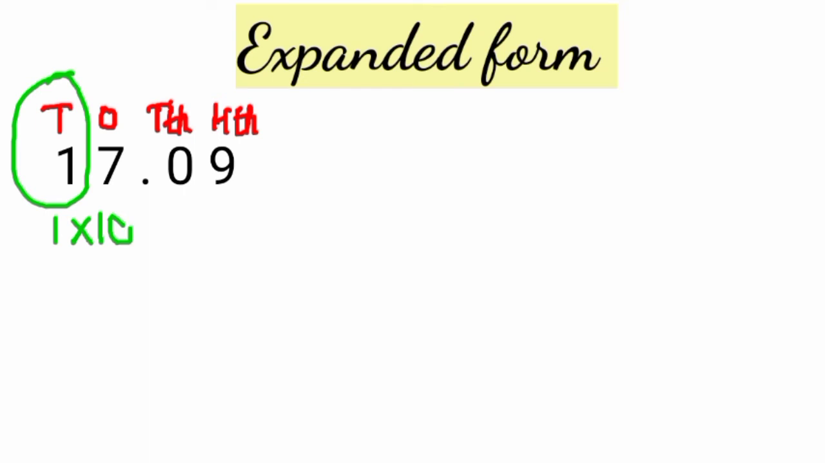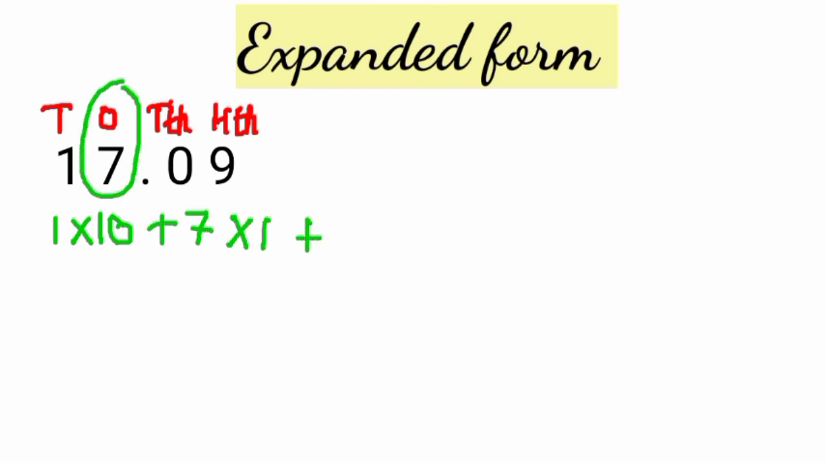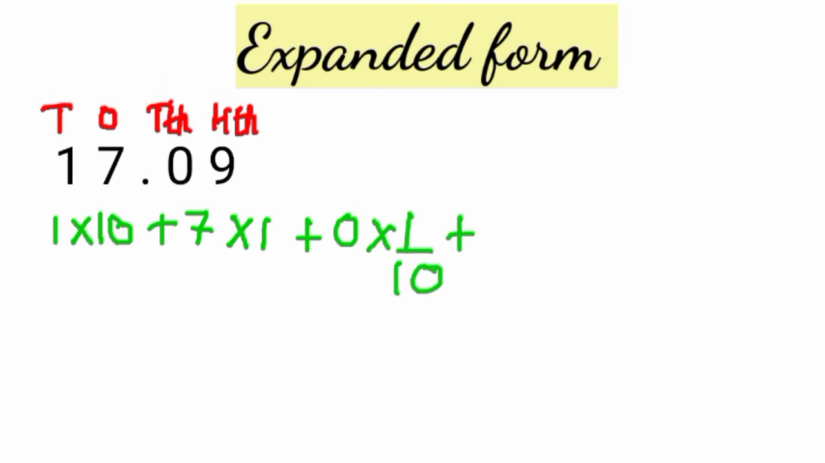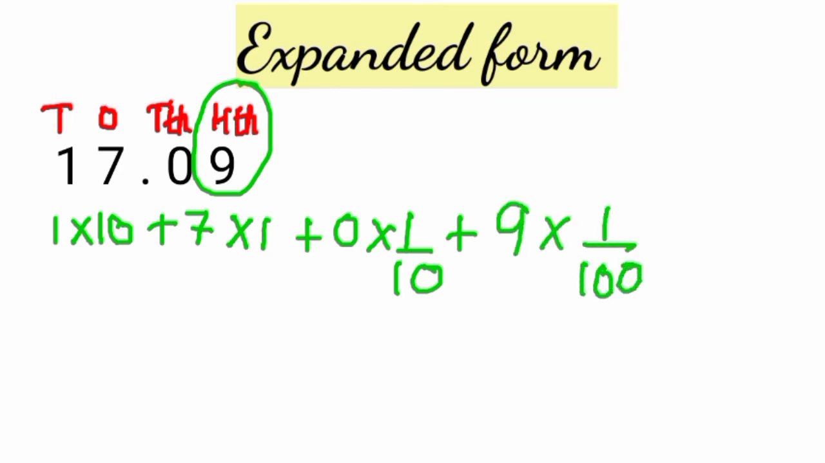17.09. Firstly write their places: ones, tens, after decimal tenth, hundredth. ठीक है? Now 1 multiply tens means 10 plus 7 multiply ones means 1 plus after decimal there will be 1 upon, right? 0 multiply tenth means 1 upon 10 plus 9 multiply hundredth means 1 upon 100. So 9 multiply 1 upon 100.